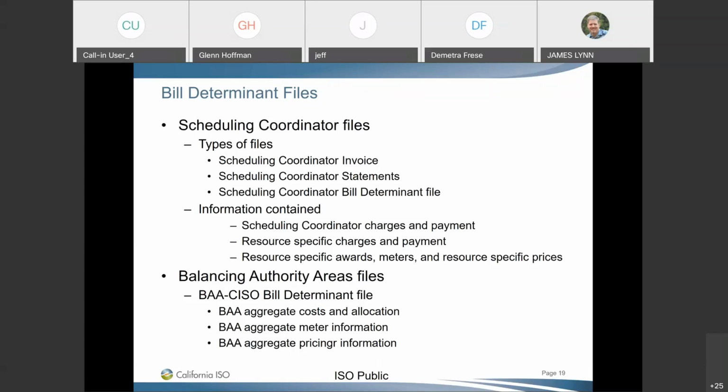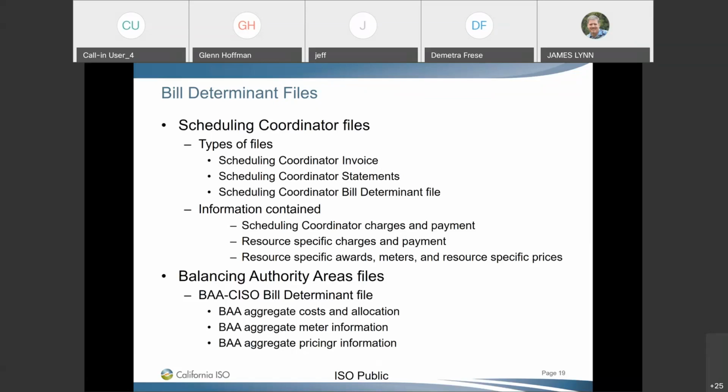The last ones are the balancing authority area files. These are the ones, when you go and look on MRIS, I believe they'll have BAA-CISO and then bill determinant file. This all used to be one file called CISO bill determinant file. We had a request to break it out into each balancing authority area. It's information that everybody can see, but it's basically associated with your balancing authority area.